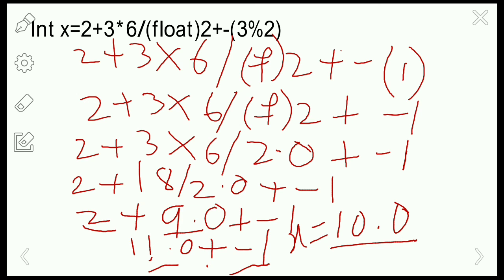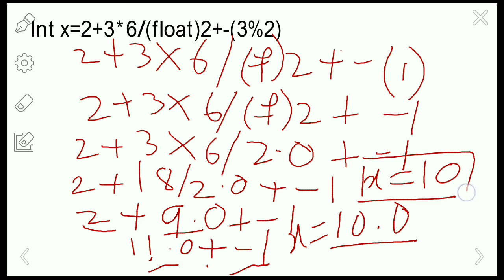But actually x is declared as an integer variable, while the answer is a floating value. So typecasting will be done, and 10.0 will be converted to 10. We perform the assignment operation, and x becomes 10. This is the answer for the given expression based on operator precedence, associativity and typecasting techniques.